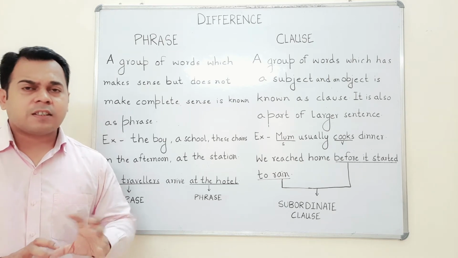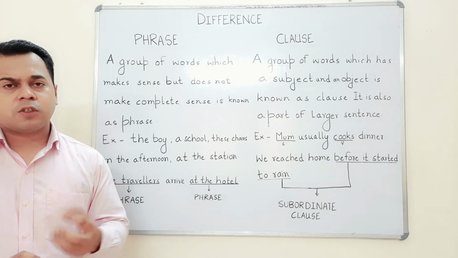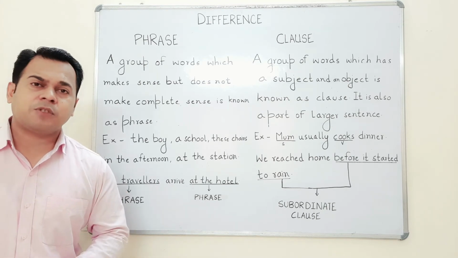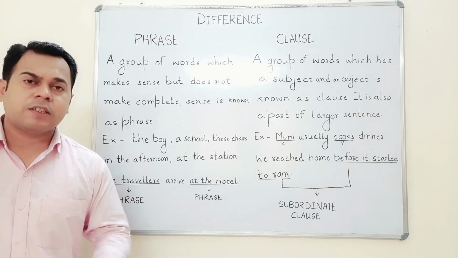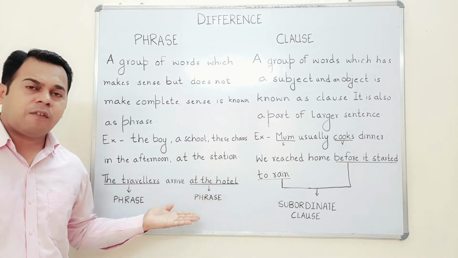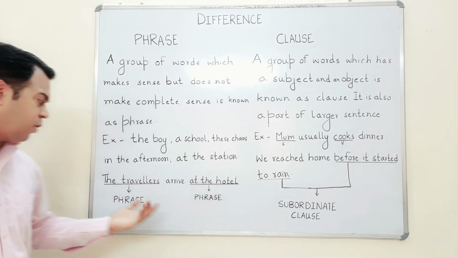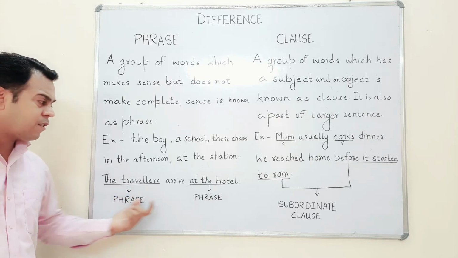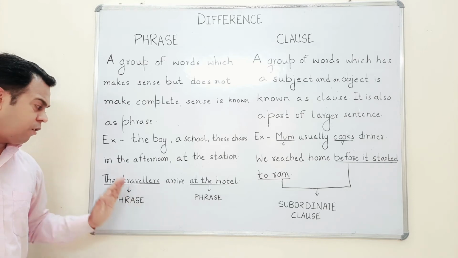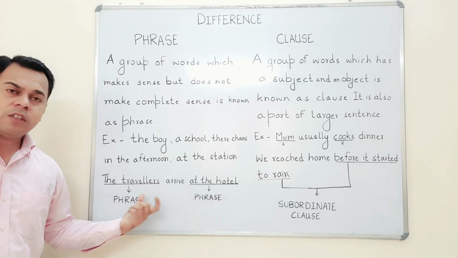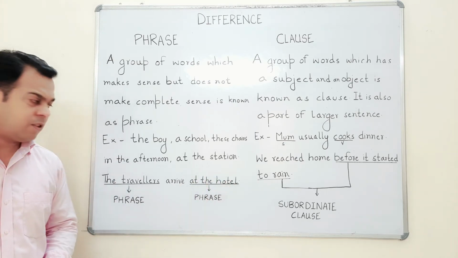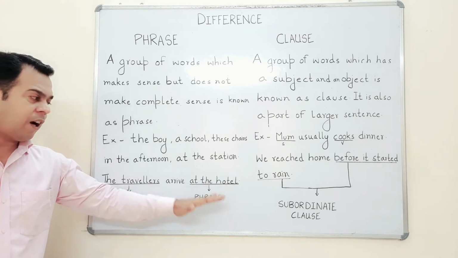So a phrase is a certain group of words which shows some meaning but does not show complete meaning. We have to add a subject to it to make it a meaningful sentence. Like, the travelers arrive at the hotel. Here, the travelers and at the hotel are phrases, and arrive is a verb. So this collection of phrases makes a complete sentence: the travelers arrive at the hotel.